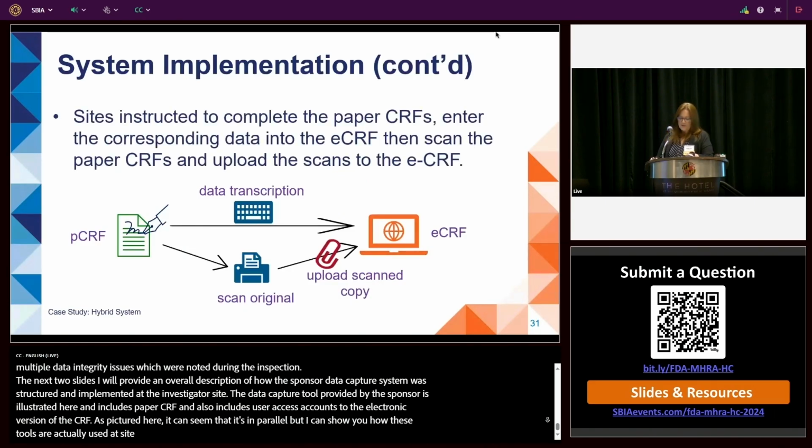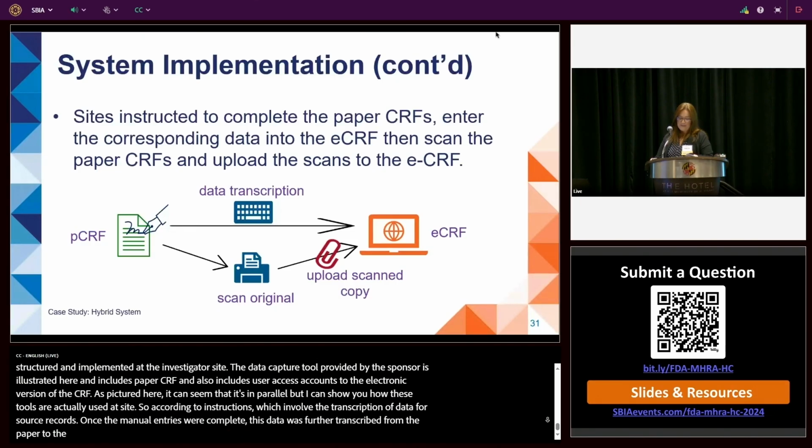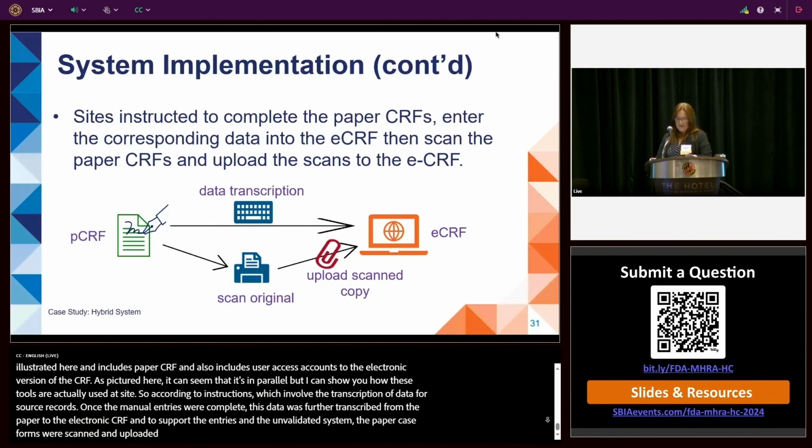So according to instructions provided by the sponsor, the investigator sites completed the paper case report forms manually, which involved transcription of data from source records. Once the manual entries were complete, then this data was further transcribed from the paper to the electronic CRF. And to support the entries in the unvalidated system, the paper case report forms were scanned and then uploaded as attachments. So the paper clip that you see here is a virtual one.